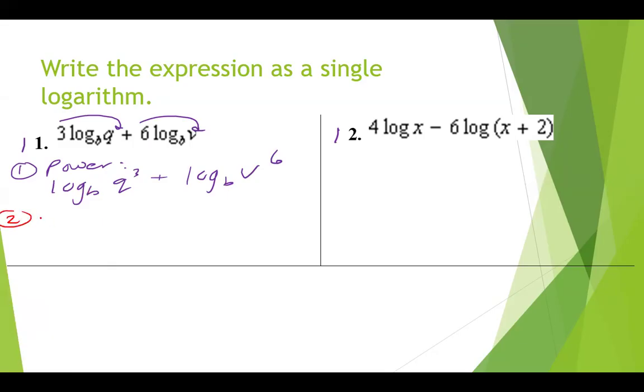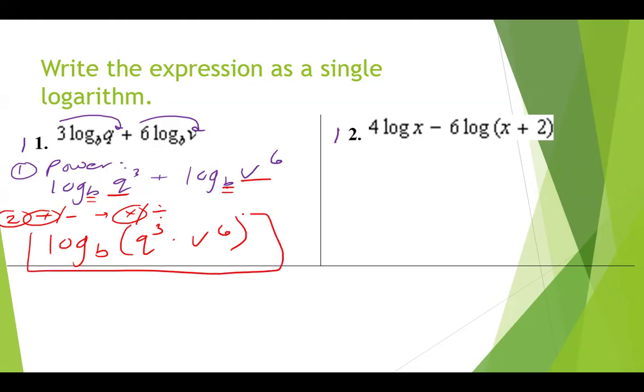Second thing you're going to do is decide, are you adding or subtracting? Because adding or subtracting is going to determine whether you are multiplying or dividing. In this case, we are adding, so we're going to be multiplying my arguments together, and my base is going to stay the same. So we have log base b of q to the 3rd times v to the 6th. I don't know the value of anything, so that is all I can do.